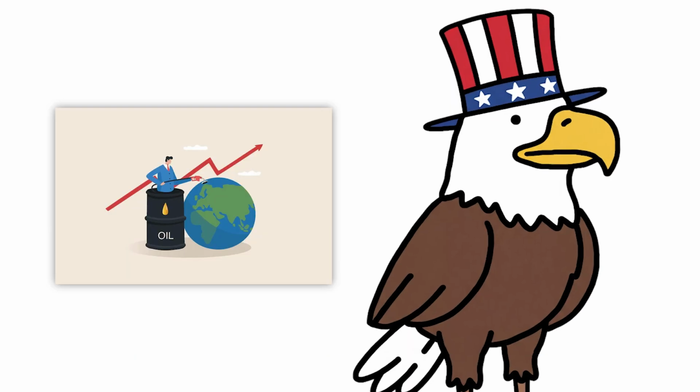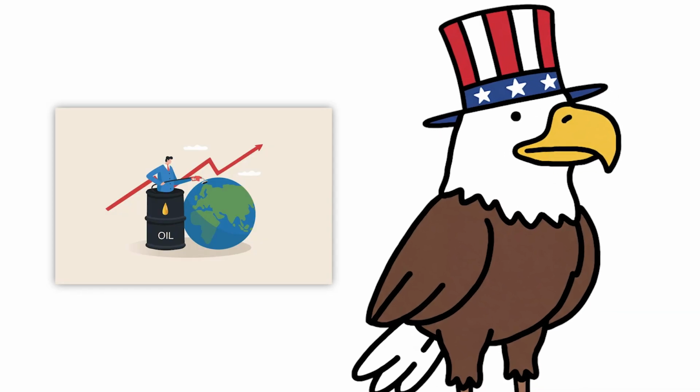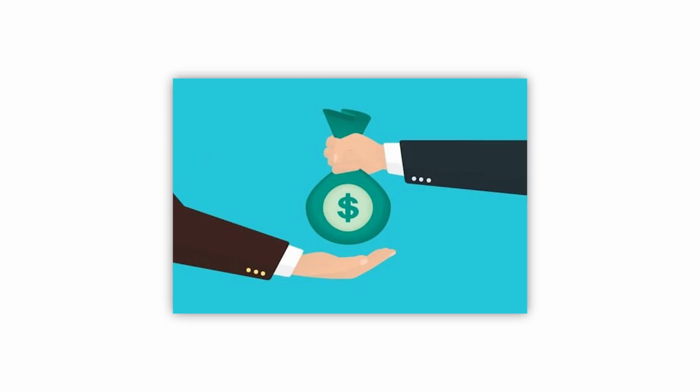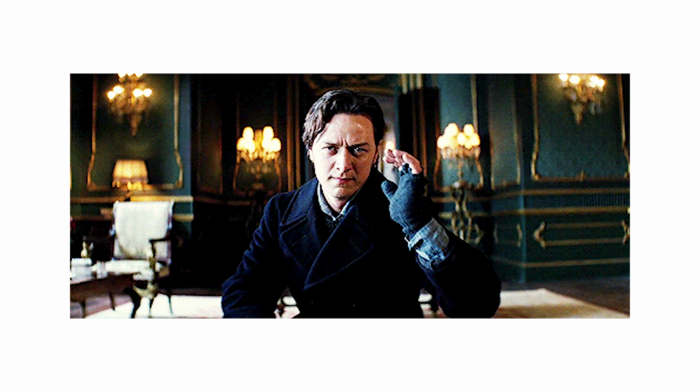But if the oil crisis proved the economy could be held hostage from the outside, the next disaster proved it could eat itself from within. The savings and loan crisis. Savings and loan associations had one job: take in deposits, lend out mortgages, collect the spread. Simple, boring, profitable. But here's where it gets complicated.